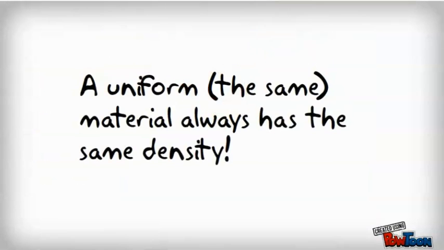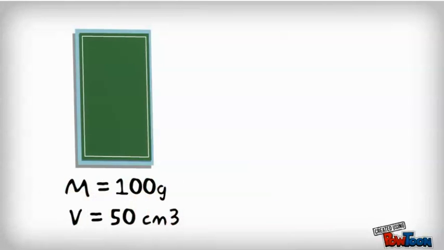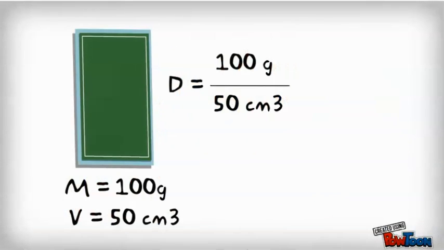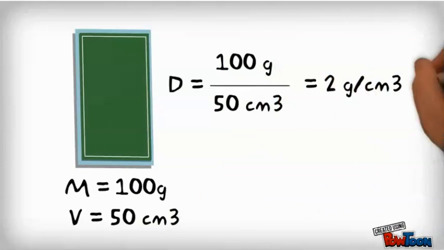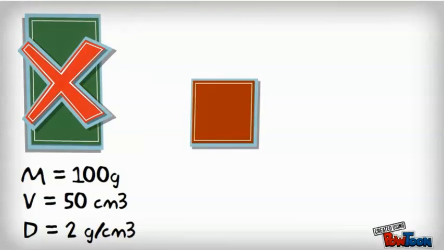Density is a useful way to identify unknown objects because materials always have the same density, and we can prove this mathematically. Let's take a look at this figure. This rectangle, let's say that it has a mass of 100 grams and a volume of 50 cubic centimeters. If we use the formula and we do mass divided by volume, we calculate that the density is 2 grams per cubic centimeter. Now let's cut the object in half.